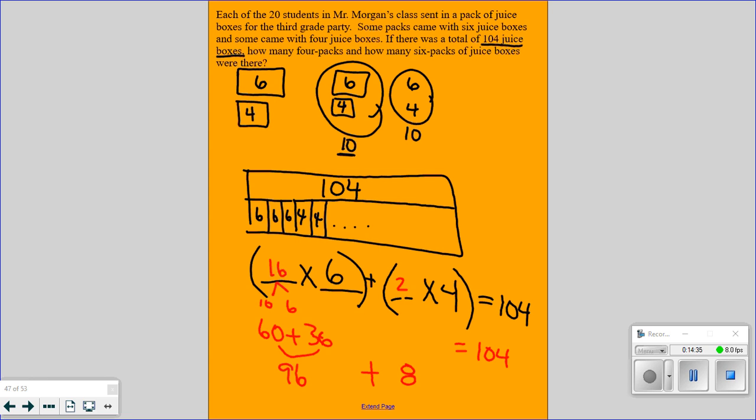Rylan? So instead of doing 10 plus 10 plus 10 plus 10, I just did 10 times, because you had 10 groups of 10. Because 10 is a much easier number to think of.